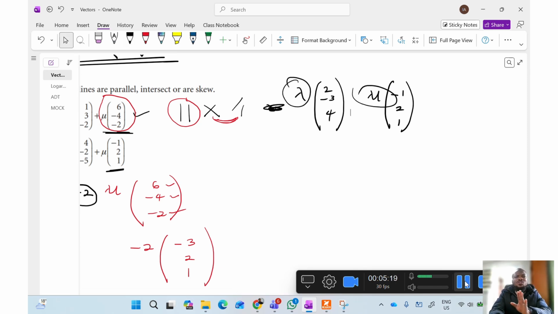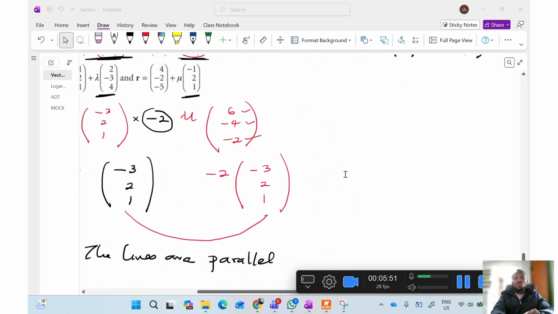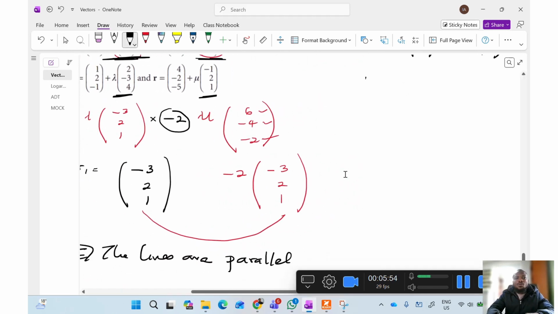So since nothing is common, unlike the previous question, they can either have an intersection or be skew. Sorry for that mistake. Since there is nothing common, that means they cannot be parallel. It is either they have a point of intersection or they are skew lines. So how to find out? Then we have to go back to the previous method of simultaneous equations to find if they have a point of intersection or they are skew lines. So that means you have to write back the full equation. The full equation is (1, 2, -1) plus lambda (2, -3, 4).